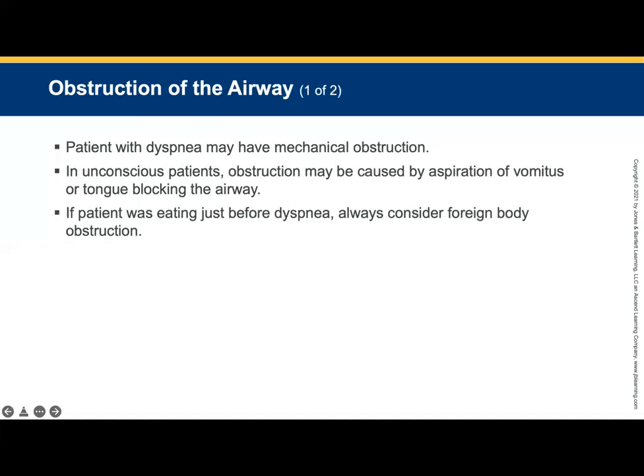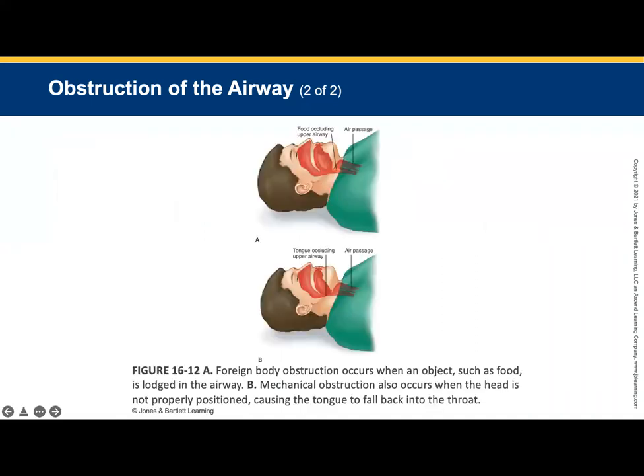Obstruction of the airway. A patient with dyspnea may have an airway obstruction. In semi-conscious and unconscious patients, the obstruction may be a result of aspiration of vomitus or a foreign object, or improper positioning of the head, which causes the tongue to block the airway. So if the patient was eating just before the onset of dyspnea, always consider the possibility of a foreign body obstruction. Always look in the mouth. Again, we've told you before, please don't stick your digits, your fingers, or anything that's not a medical device into their mouth. So the figures here show the obstruction of the airway by a foreign body.